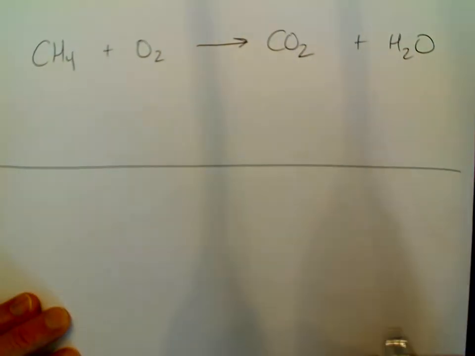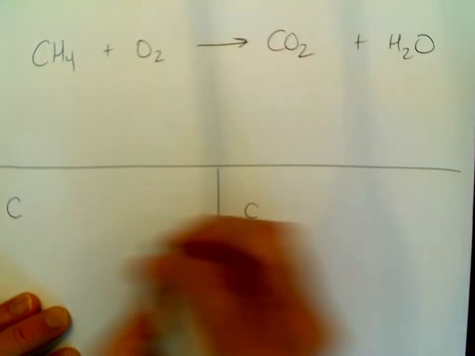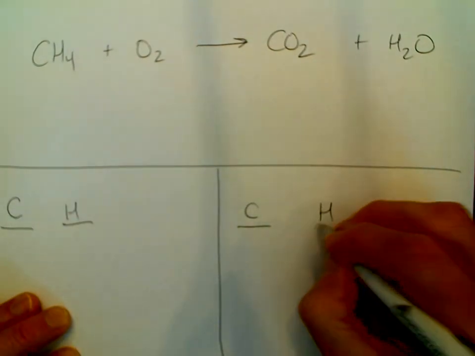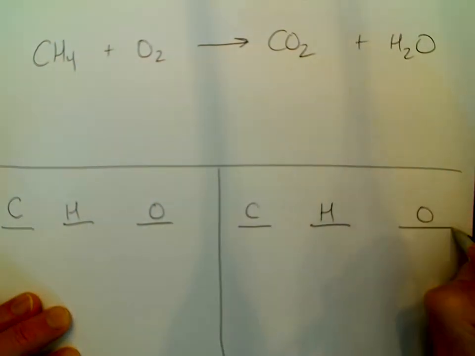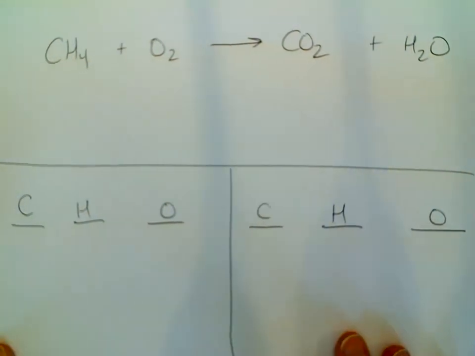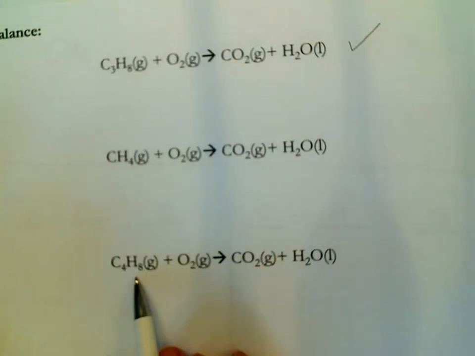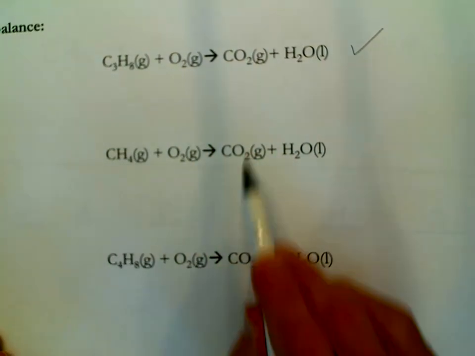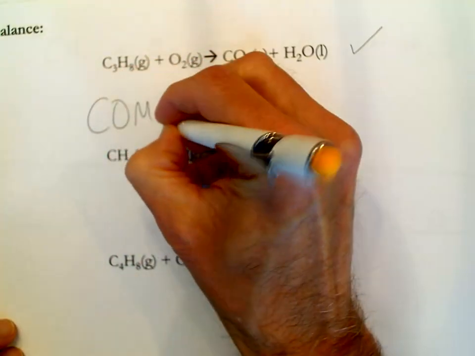And let's see, I've got to keep track of my carbons on each side. Looks like I got to keep track of hydrogens on each side. And I've got to keep track of oxygens on each side. Let's see where we're at. By the way, these reactions where you take carbon-containing compounds and you react them with oxygen, presumably from the air, to get carbon dioxide and water, these are called combustion reactions.